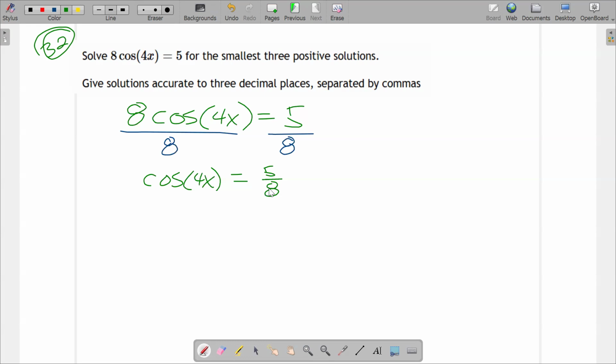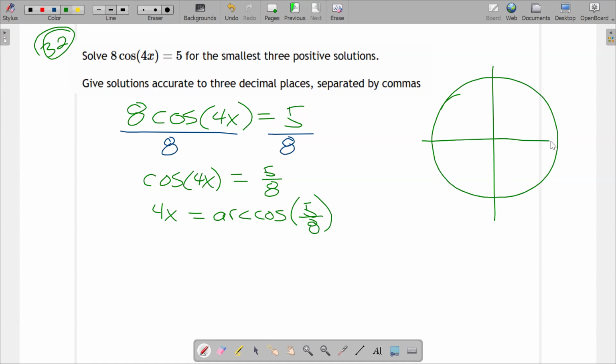And then I'm going to apply the inverse cosine or arc cosine. So 4x is equal to the arc cosine of 5/8. And then I pause once I have an inverse trig function. I think about the unit circle for a minute.